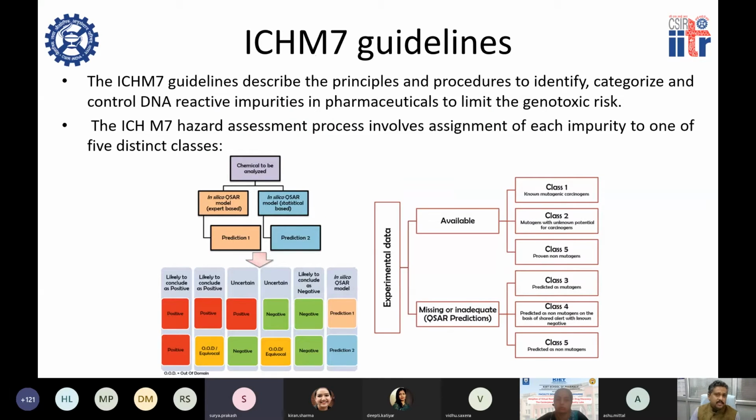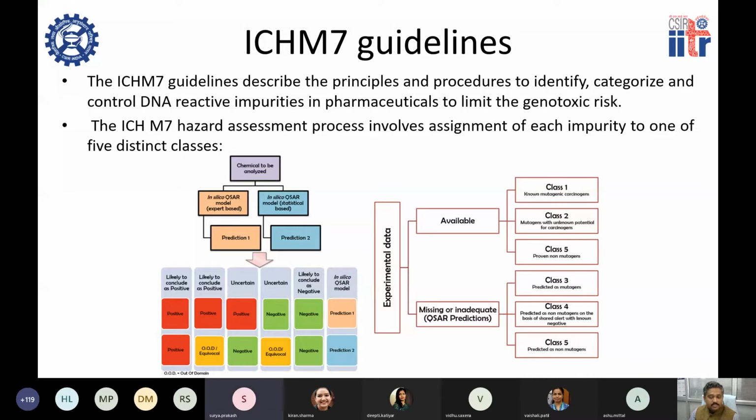So based on this expert and tool-based analysis, we follow the ICH M7 guidelines. We develop different classes based on our obtained properties, and that will decide what molecule should go for experimental testing. If it's a known mutagen, known carcinogen, that's it. If it's a mutagen with unknown potential for carcinogen, then we can go for some of the other testing conditions.